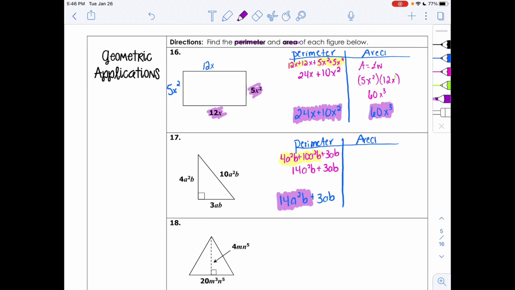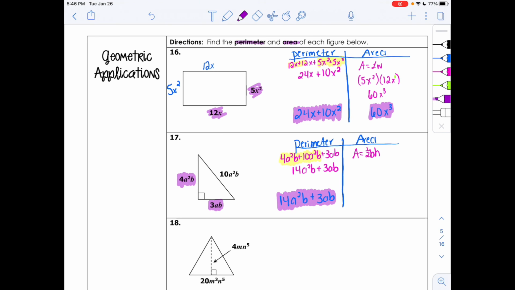And again, remember, for these problems, our original problem had expressions for our side lengths. So chances are our final answer is going to be an expression also. We're not looking for one single number or one single term. Now, for our area, we have to remember that the area of a triangle is 1/2 your base times your height. And we have to know that our base is the 3ab and the height is the 4a squared b. We're not going to be using that leaning side.